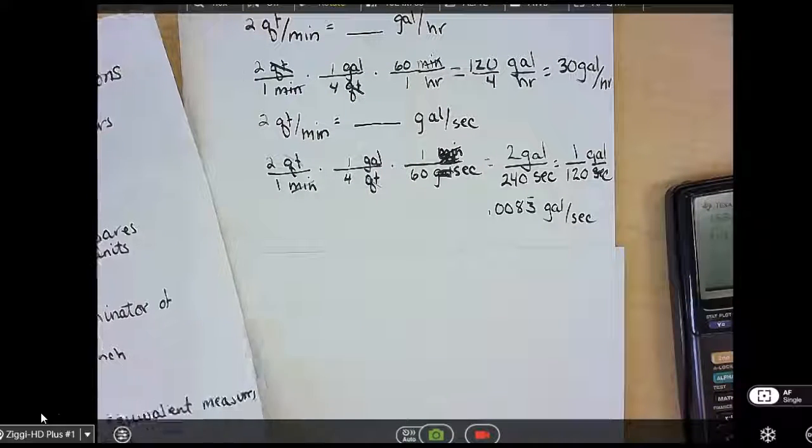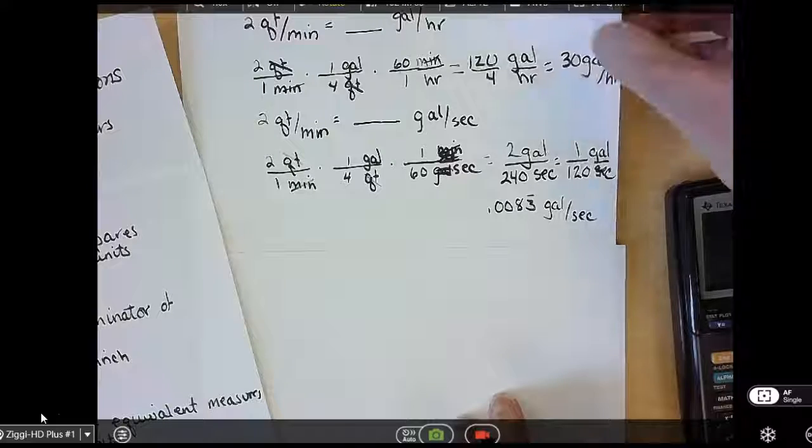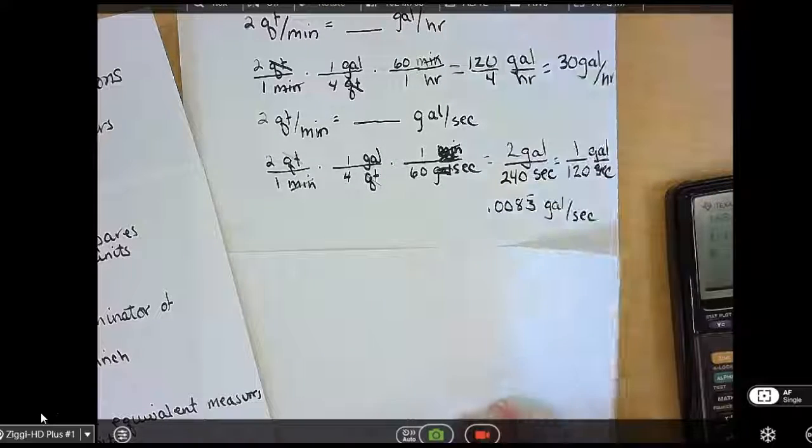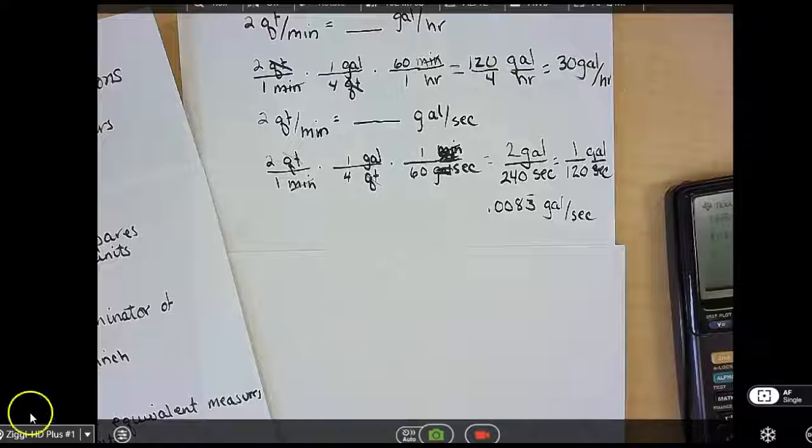So those are some examples of your rates, ratios, and conversions. Now you may start your homework on 2-6.